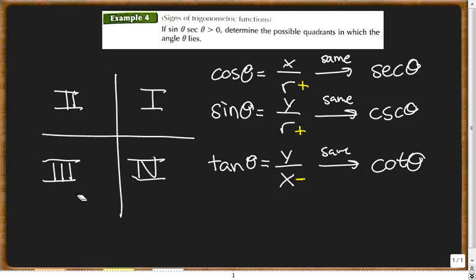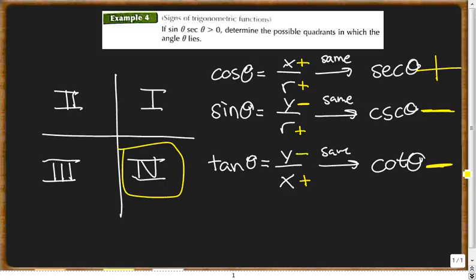And then lastly, we've got our fourth quadrant. So x is positive again. That makes our secant and cosine positive. Y is going to be negative, which makes our sine and cosecant negative. And for tangent, even though our x is now positive, our y is negative, so our tangent and cotangent are negative. So this is a useful thing for us to understand.